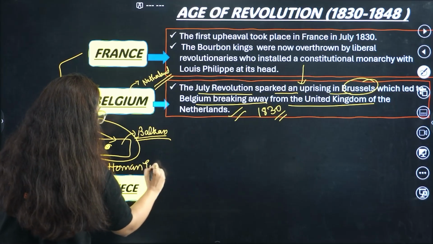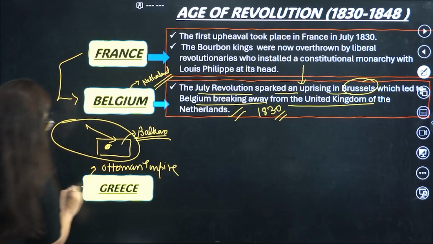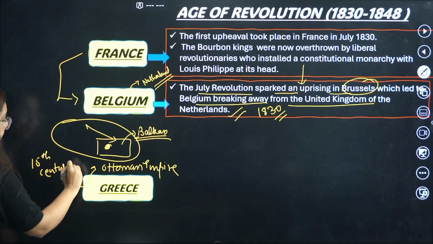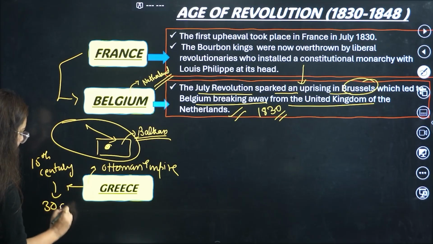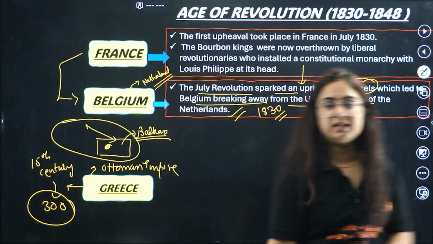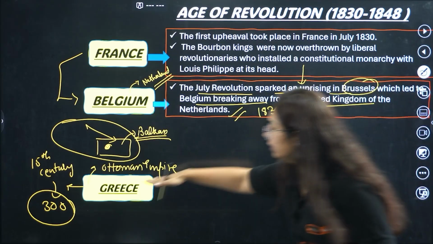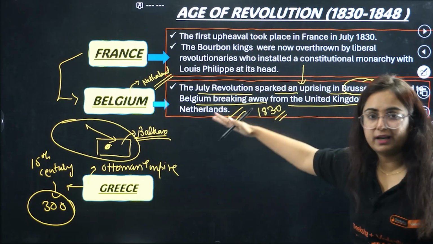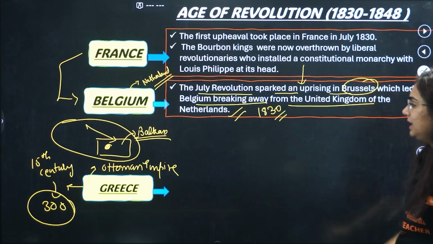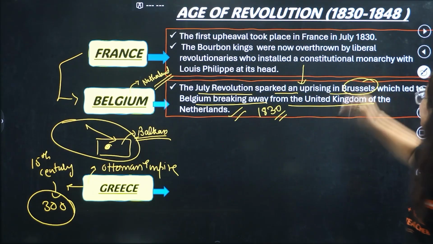Bacha, the Ottoman Empire was ruling this region of Greece since the 15th century. Right now we are studying about the 18th century. Since 300 years they have been ruled by this autocratic empire, that is the Ottoman Empire. Don't you think that when revolutionaries were rising, the feeling of revolution came into the minds of Greek people? Yes, it did. What happened in Greece, beta?